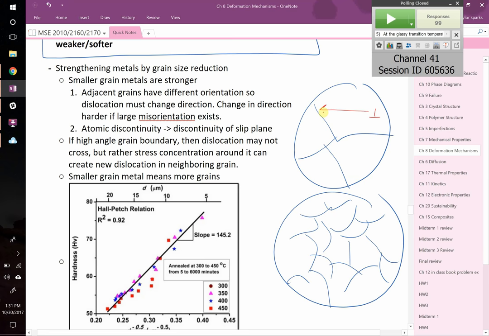That same dislocation can only go there, and then it might have to change. It might have to move in that direction. It might have to change entirely. You're going to give it a whole bunch of different ways that these dislocations have to move. So anything that you do to make dislocations harder to move, you made it stronger and harder.